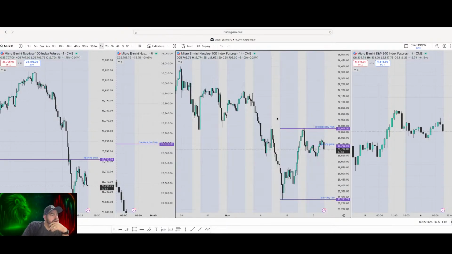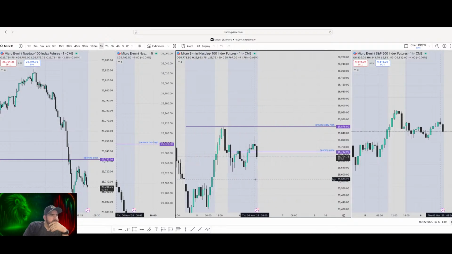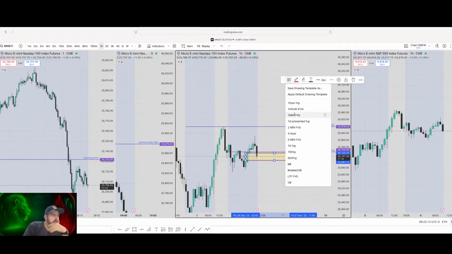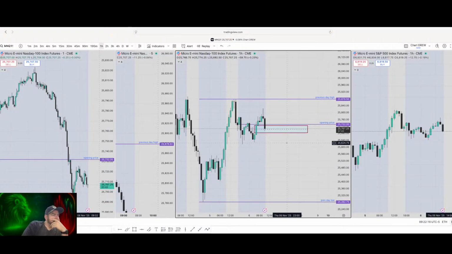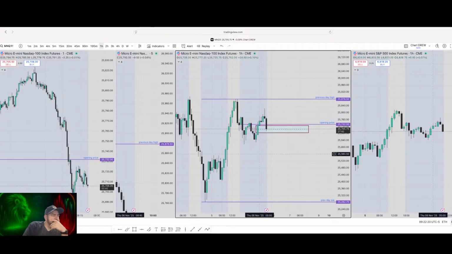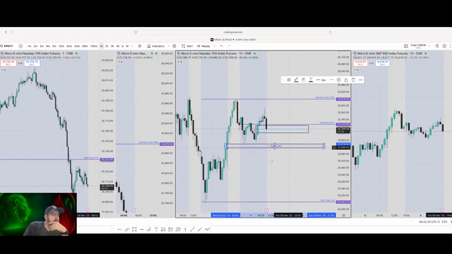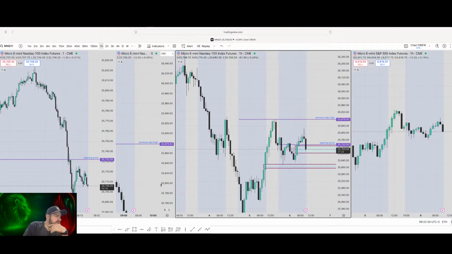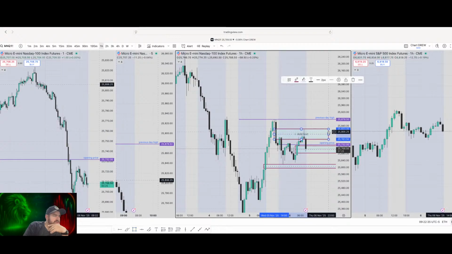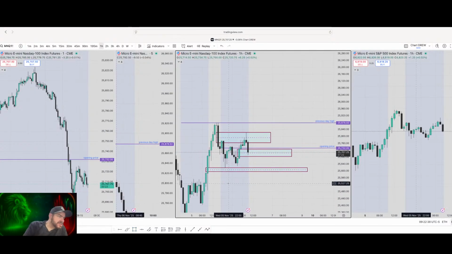Okay, we got 1 hour right here. Let's see. 1 hour right here. 1 hour. Small 1 hour here. Bouncing off this 1 hour here. Got some fair value gaps. So we got 3 fair value gaps. Okay. So let's look at this.